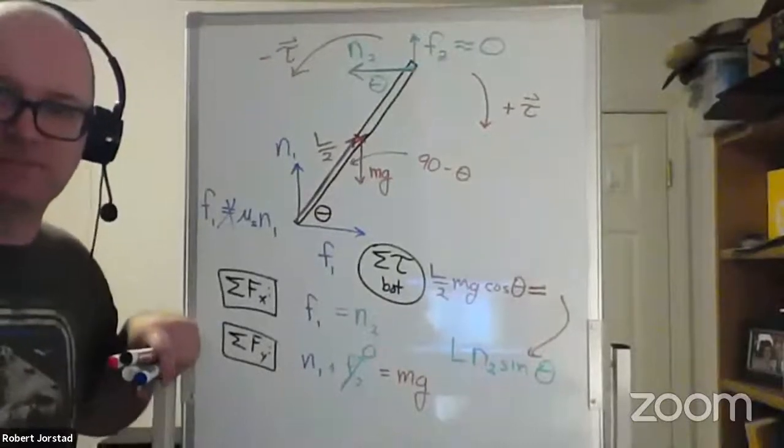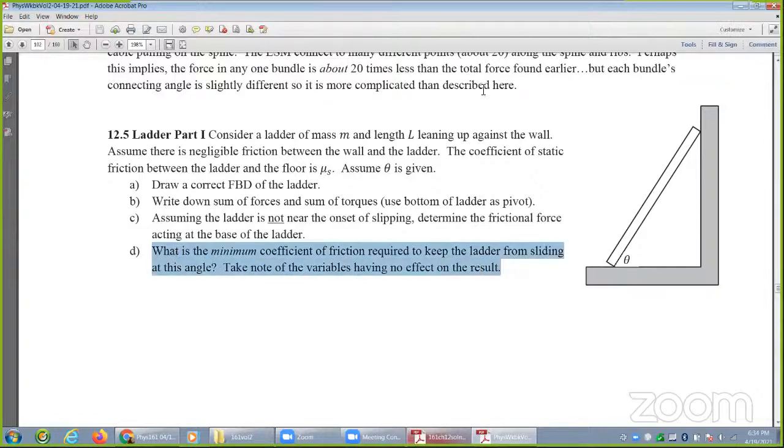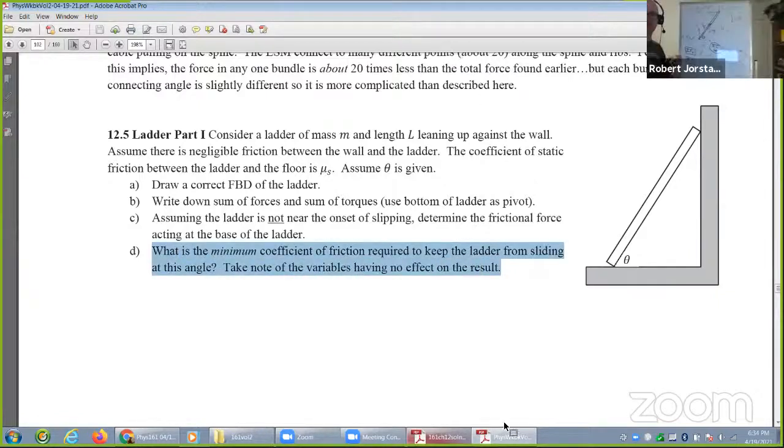Let's look at part D. There is one of the parts where you assume it's on the verge of slipping. Look at part D. What is the minimum coefficient required to keep it from sliding? That's the key word that says, aha, that's when I can use mu static. Does that make sense, Alan? Yeah. Part D, we basically say, yeah, mu static times the normal force.